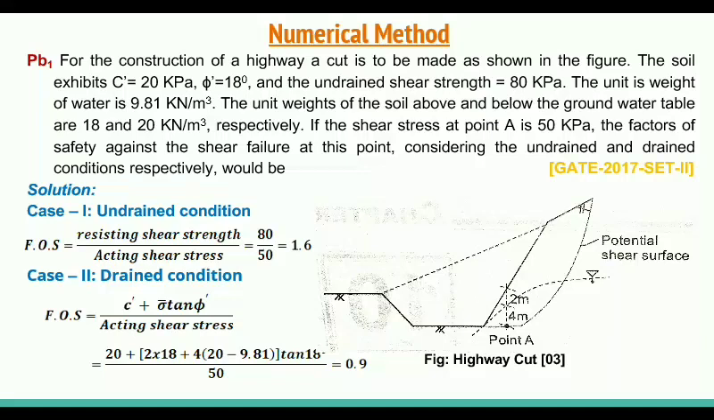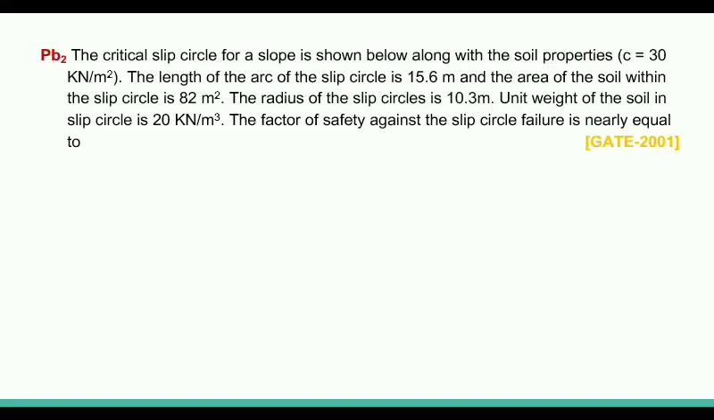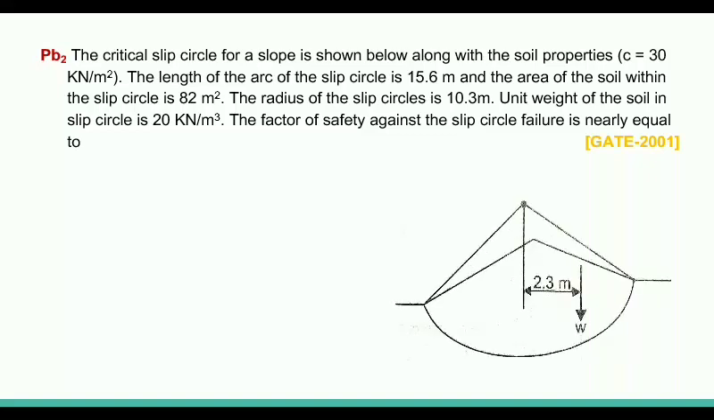Right? Okay. Next question: the critical slip circle for a slope is shown in the figure. The soil property c is equal to 30 kilonewton per meter square. The length of arc of the slip circle is 15.6 meter. The area of the soil within the slip circle is 82 meter square. The radius of the slip circle is 10.3 meter. The unit weight of soil in the slip circle is 20 kN per meter cube. The factor of safety against the slip circle failure is equal to what?